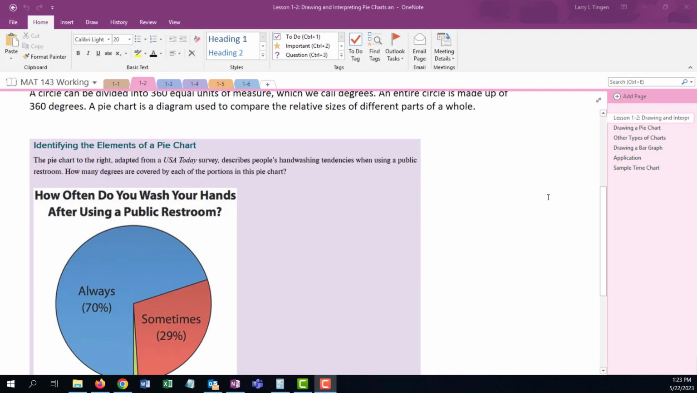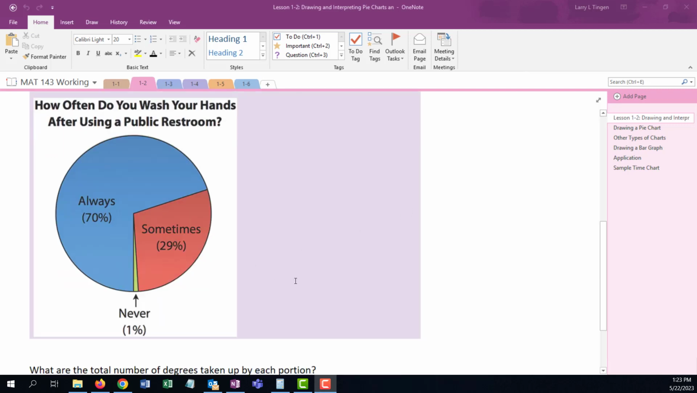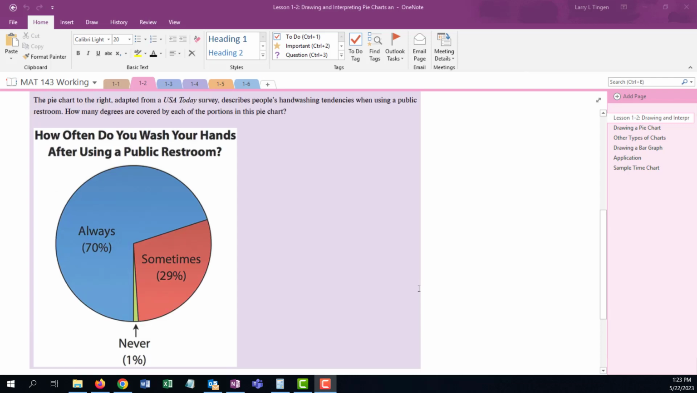So for this example, below we have a question from the USA Today survey that says, how often do you wash hands after using a public restroom? This survey was before 2019-2020, so I imagine these are different now. But we have 70% said always, 29% of people said sometimes, and 1% said never. And then really I guess there's no other answer except for I don't use soap, but I do rinse. But that one's not on here. So we have three categories: always, sometimes, and never.